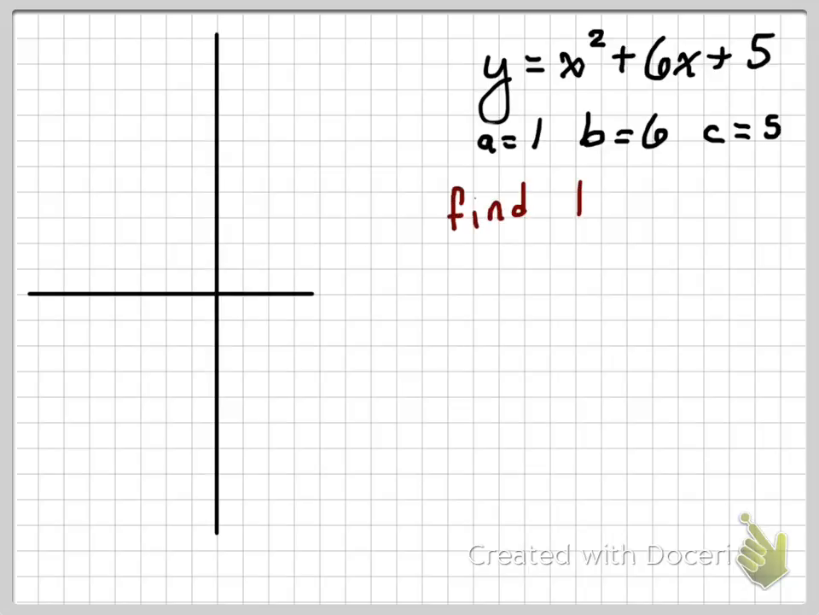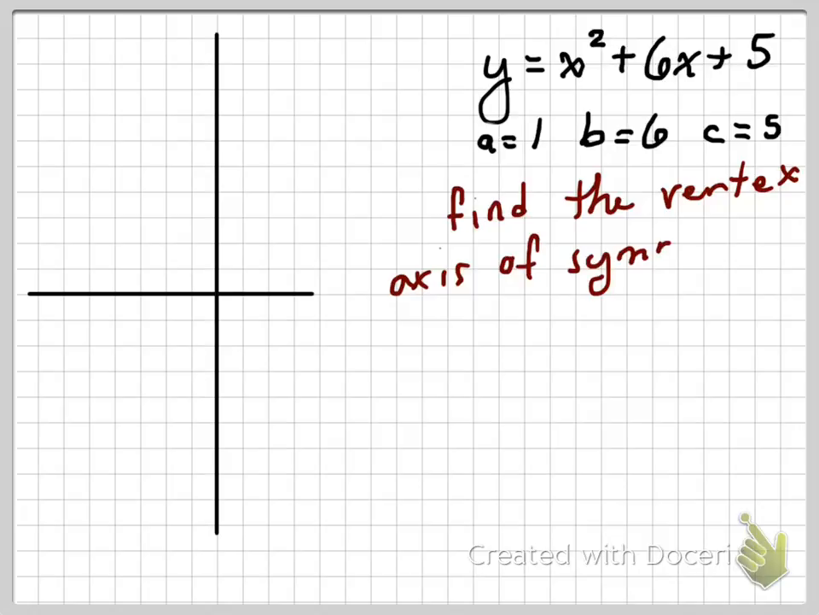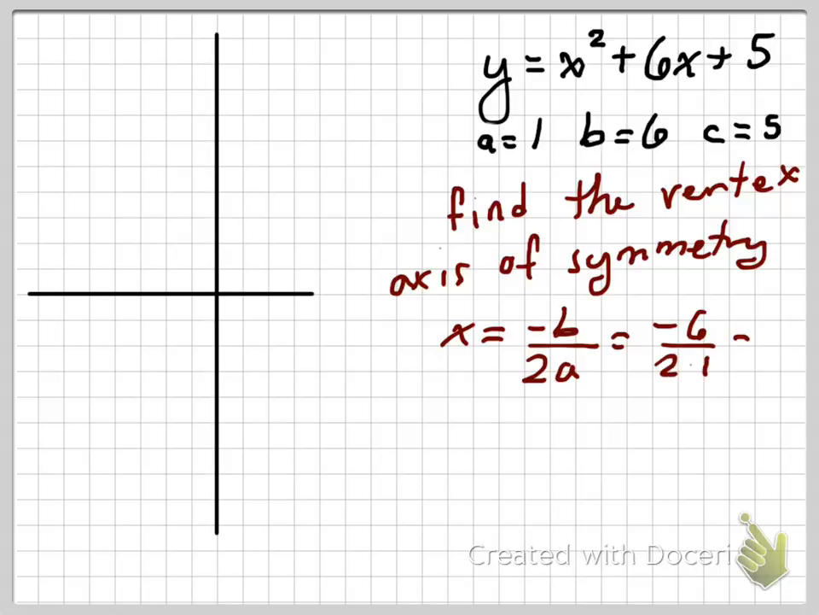In order to find the vertex, first we have to find the axis of symmetry. And we had this formula, x equals negative b over 2a. In the case of our current equation, negative b is going to be negative 6, and a is going to be 1. So we plug them into the formula, and we get negative 6 over 2 times 1, which is going to give us a negative 3.